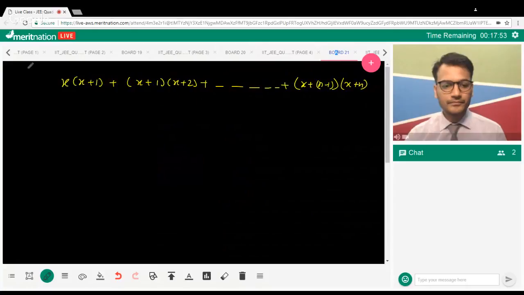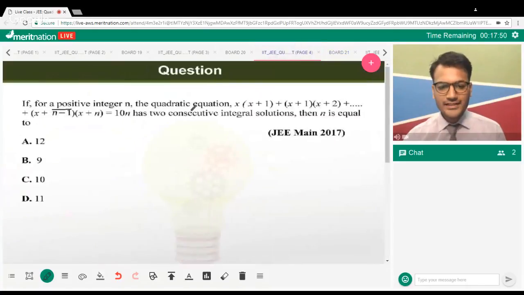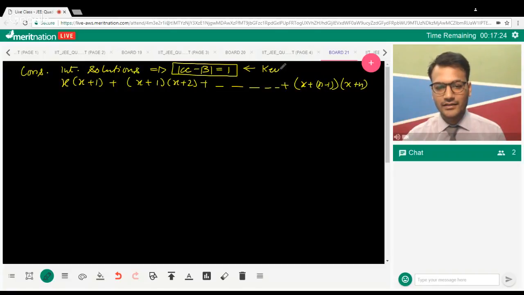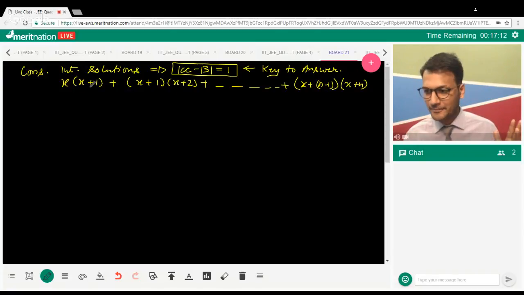So this has two roots which are consecutive integers, consecutive integral solutions. That's being given to us. I hope you can see that. So it has consecutive integral solutions, which implies if alpha and beta are the roots, then alpha minus beta is equal to 1. If I take the mod of it, the difference of the roots is equal to 1. This was the key to answer. This is something which should strike you to solve this question. So we would be seeking alpha minus beta primarily, right?